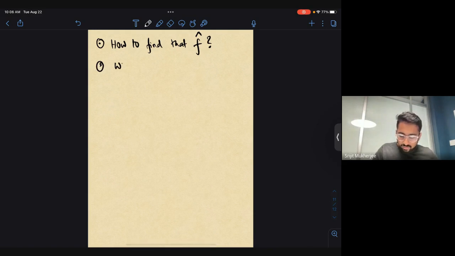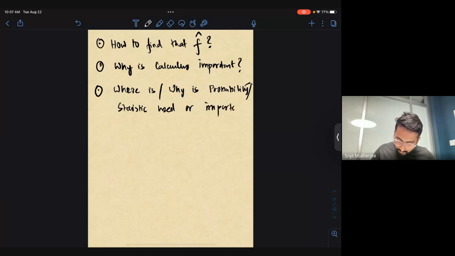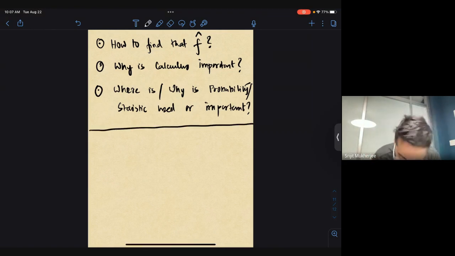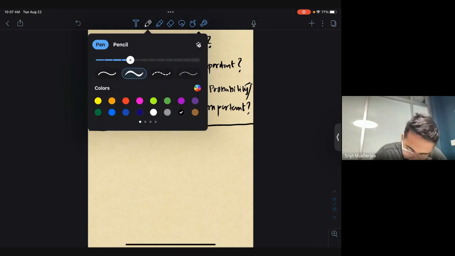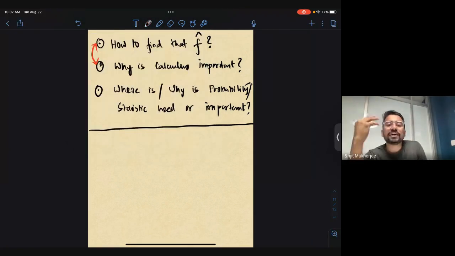Second question: why is calculus important? And why is probability or statistics used or important? We will understand this. If not entirely today, we will surely understand it by the next day. These two are related to each other. Let me explain that first: how to find that f hat, how to find that relationship? This is exactly how it developed.